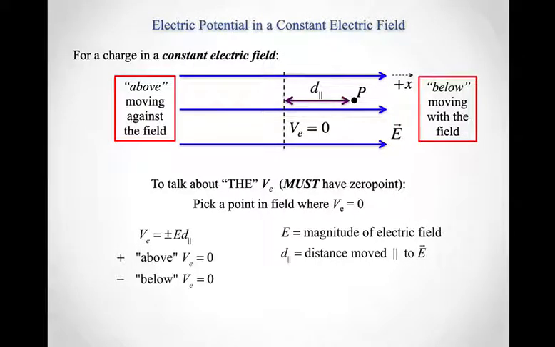So it still has the same d parallel because it's the same distance away from that 0 point. Because I went with the electric field, I need a negative in terms of calculating its potential relative to the 0 point. So this one's pretty easy. Above is simply another way of saying you moved against the field, below with the field. So we'll use pluses when we move to points that required us to go against the field in getting there from the 0 point. We'll use a minus when we go to points where we moved with the field from the 0 point.